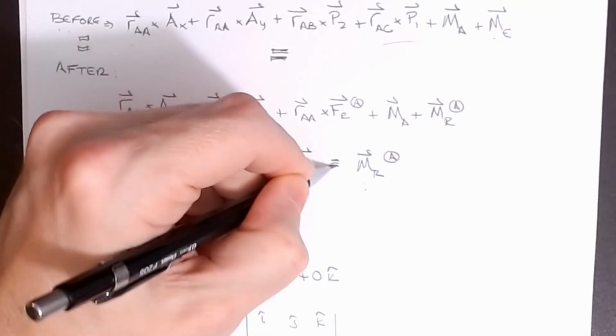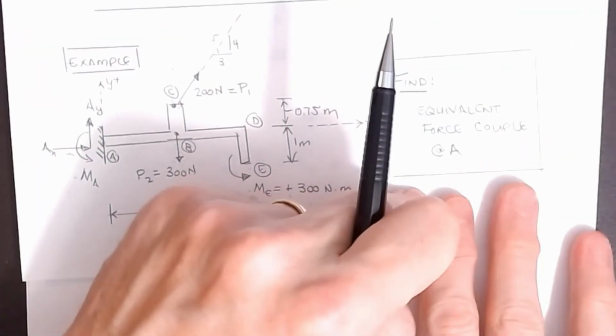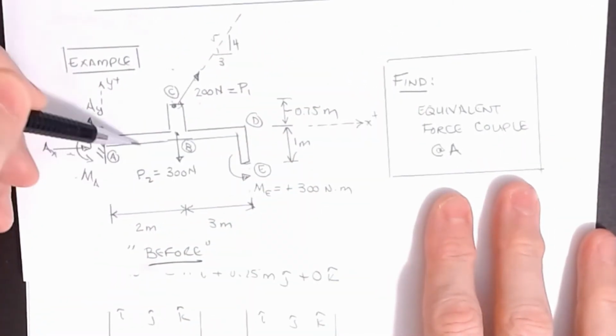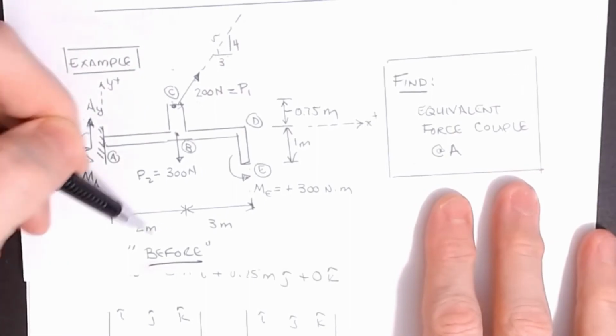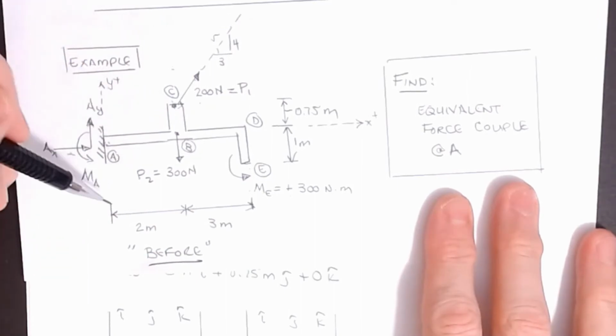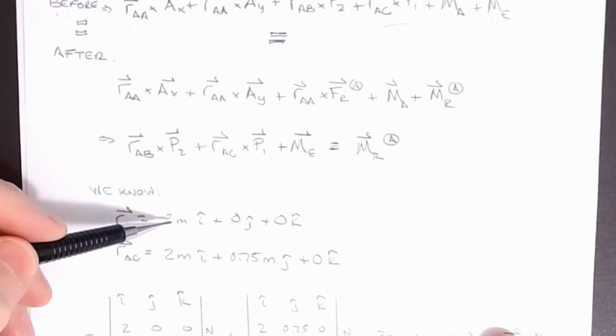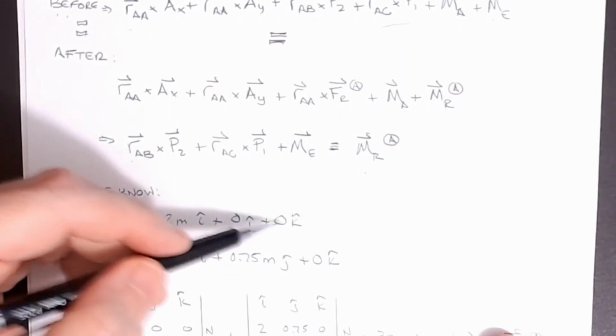The only thing I need, because I know the forces and I know ME, and what we're after is the MR, is two position vectors. I need the position vector from A to B, which, if I put this picture back up so you can see it, is going to be a 2i vector because it's on the x-axis. The position vector from A to C is going to be 2i and 0.75j, positive on both terms. Those are the pieces, as I said, that we've written here: 2 meters i plus 0j plus 0k, and 2 meters i plus 0.75 meters j plus 0k.